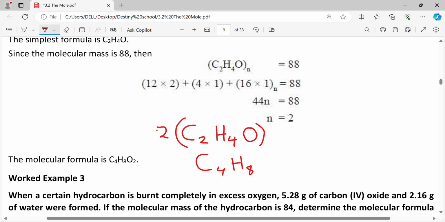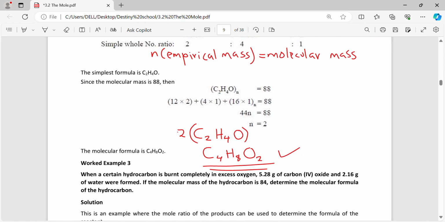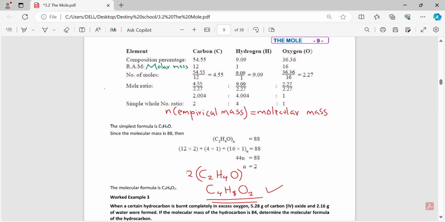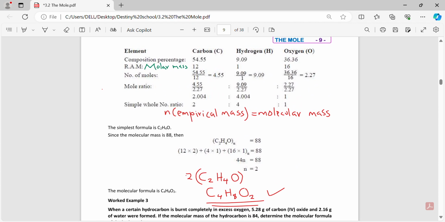which was C2H4O. We are now multiplying it by 2 because 2 is our factor. So you take 2, multiply by 2, you get C4. Then you go to this 2, multiply by 4, you get H8. And this one had nothing, so it takes the 2. So this one becomes our molecular formula.